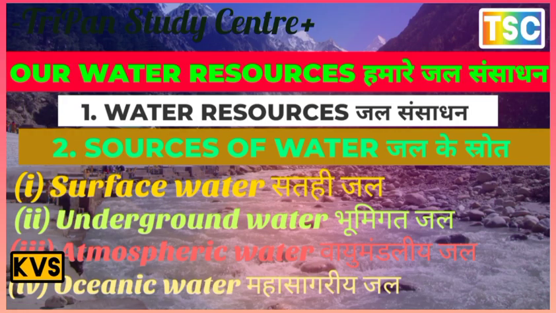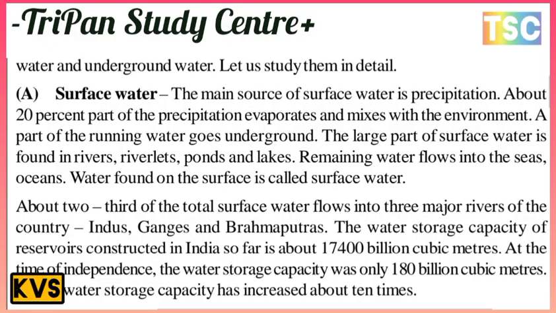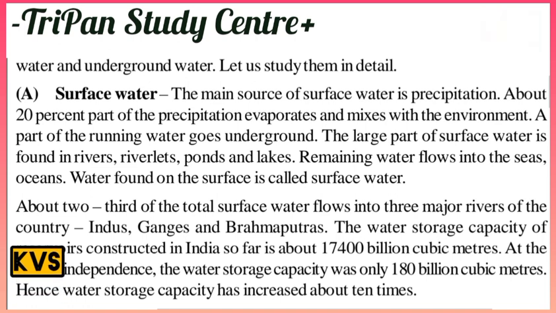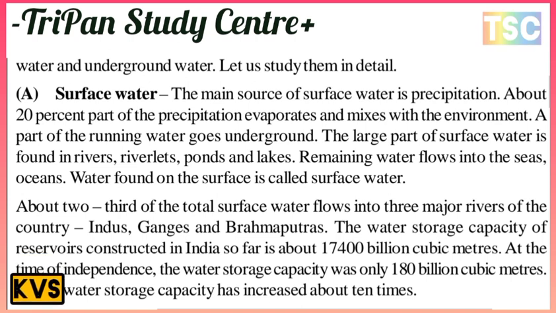About two-thirds of the total surface water flows into three major rivers of the country. First is the Indus, second is the Ganga, and third is the Brahmaputra. The water storage capacity of reservoirs constructed in India so far is about 17,400 billion cubic meters. At the time of independence, the water storage capacity was only 180 billion cubic meters. Hence, the water storage capacity has increased about 10 times.